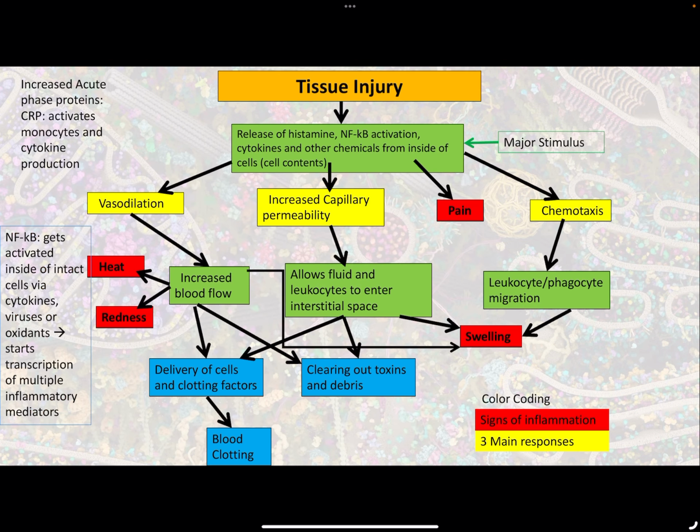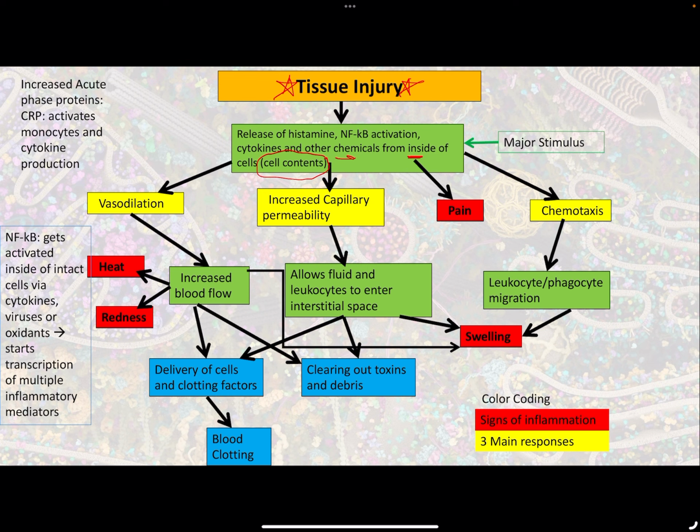Okay, and then this is just a flow chart that kind of walks us through the process of activating the immune system and activating inflammation. And so I'm going to start with tissue injury here, right? When tissues are injured, that means some cells are damaged, typically. Some other structures are damaged. But the thing we want to think about first is damaging cells. And so when we damage cells, we release some chemicals from the inside of the cell. So cell contents are spilled out into the interstitial space.